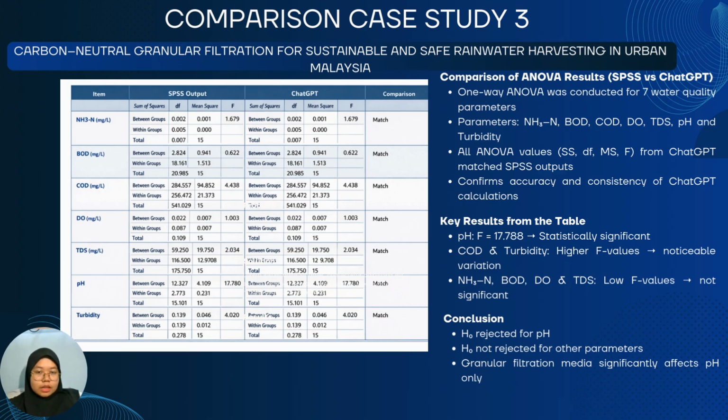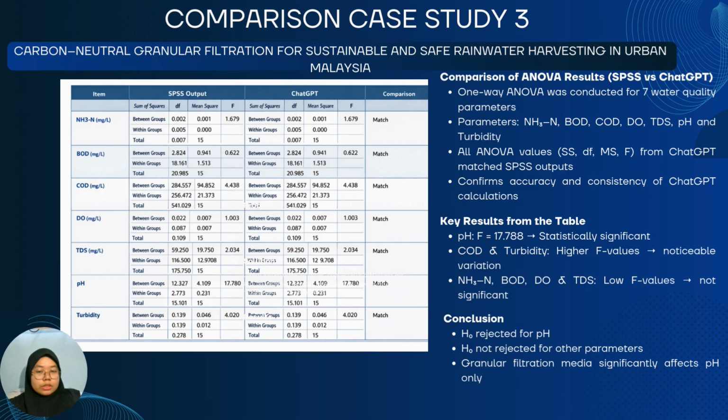Comparison for case study 3. The table shows a comparison between ANOVA results generated using SPSS and ChatGPT. For all 7 water quality parameters, the values of sum of squares, degrees of freedom, mean square, and F value are exactly the same for both SPSS and ChatGPT. Therefore, all results are marked as matched. This indicates that the statistical calculations produced by GPT are accurate and consistent with the standard SPSS analysis.